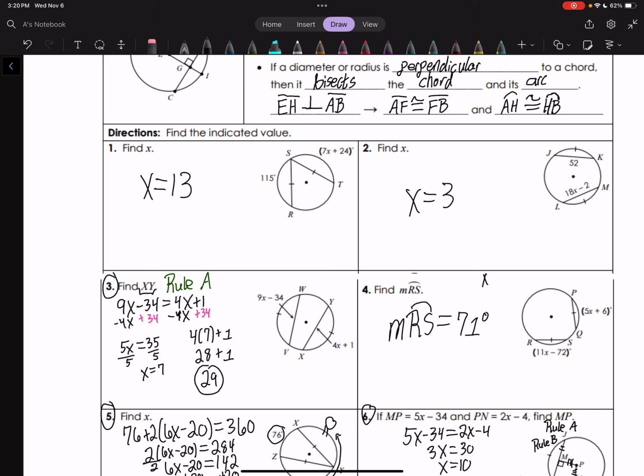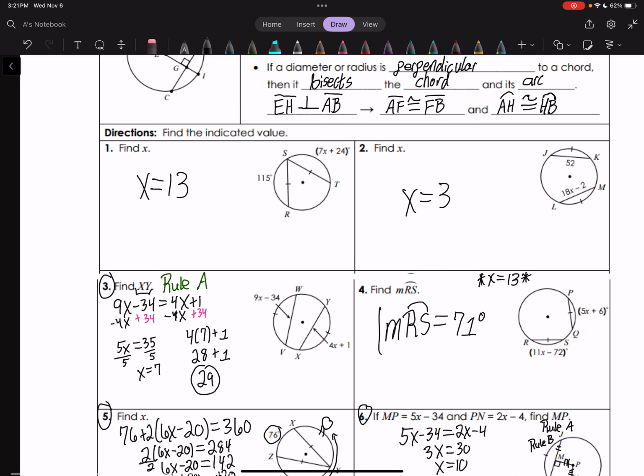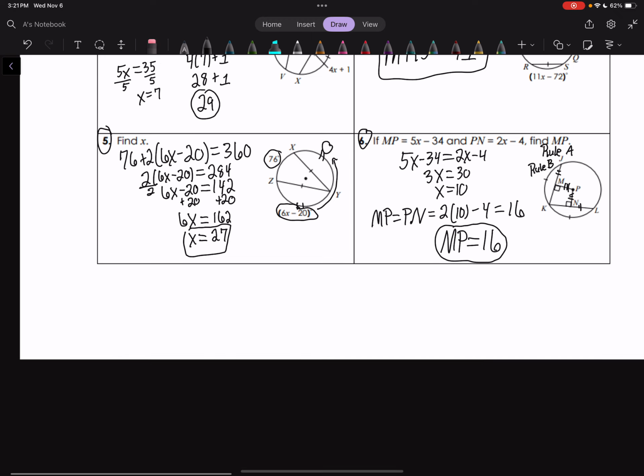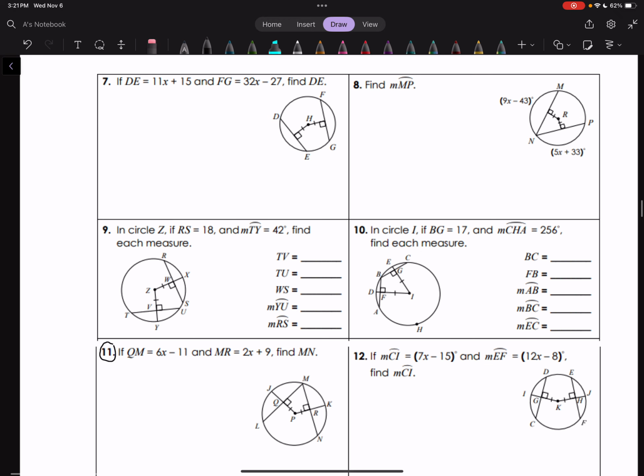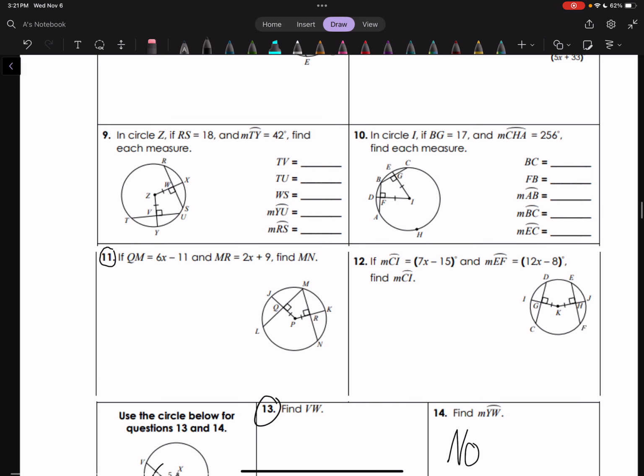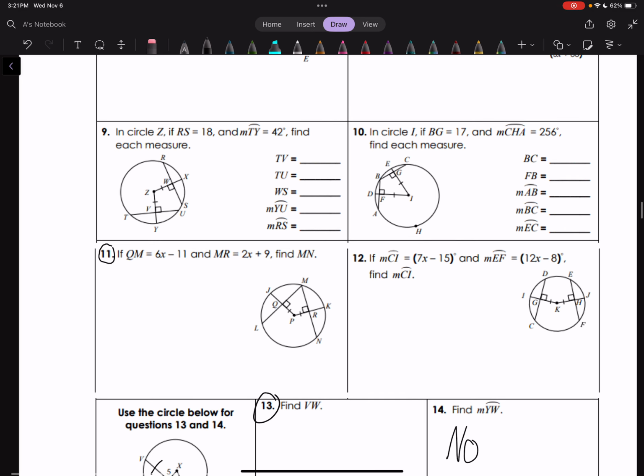Now I'm going to put an aside here. Whenever you solve it, you are going to get that x is equal to 13, which you then have to plug in. But this one is the answer. All right, moving on down. I want you to try numbers 7, 8, 9, and 10. I'm going to do 11, and I want you to try number 12.